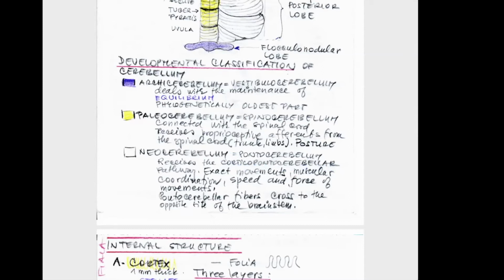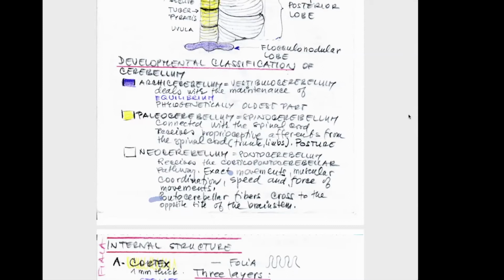The neocerebellum is involved in the control of the exact movements. Then we see muscular coordination, speed and force of movements, and pontocerebellar fibers cross to the opposite side of the brainstem. So that means that the majority of the fibers are crossed.